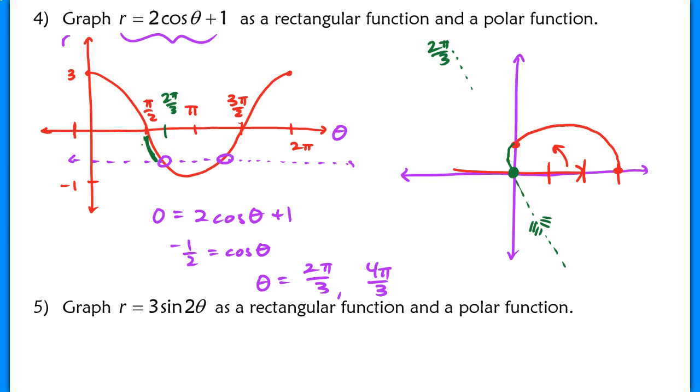All right, now here's where it gets even trickier. When you go from 2 pi over 3 to pi, these values have a negative r value.